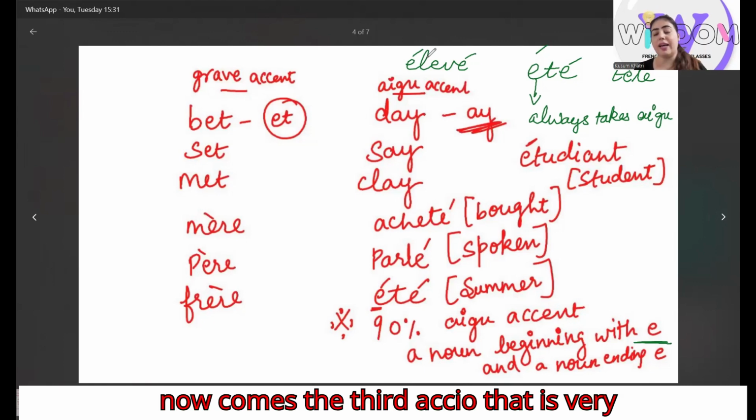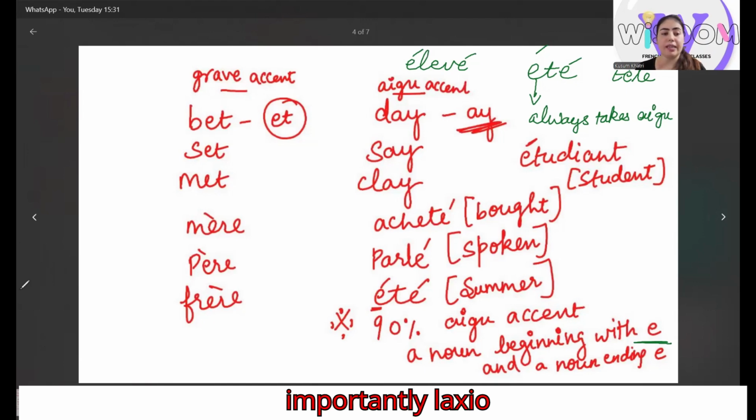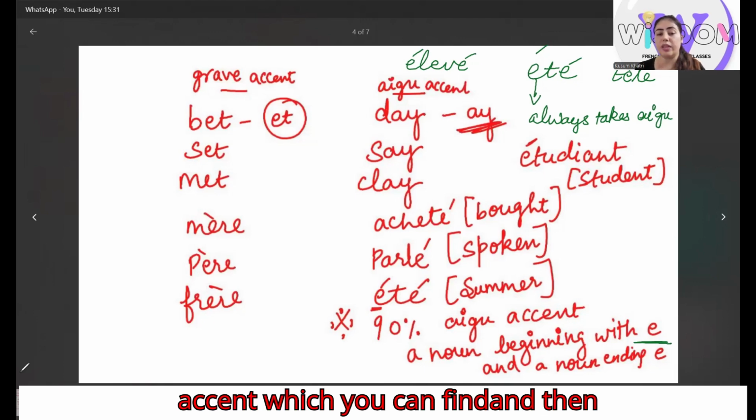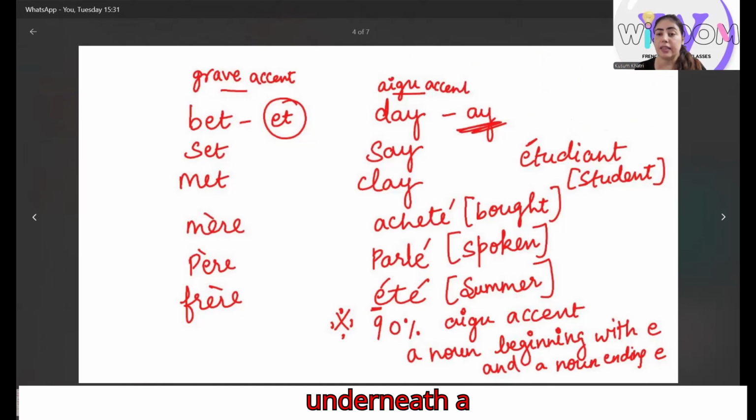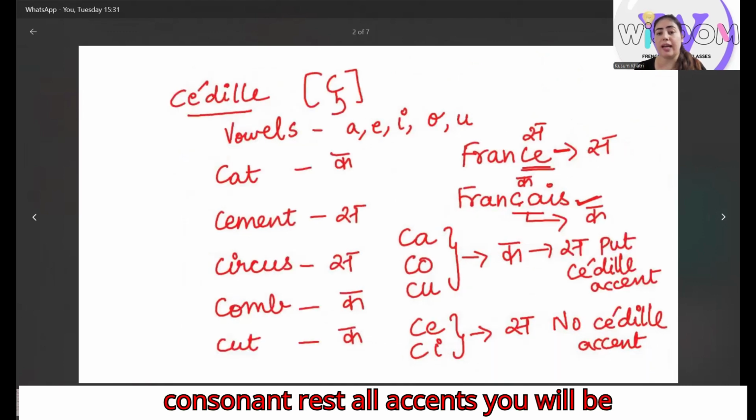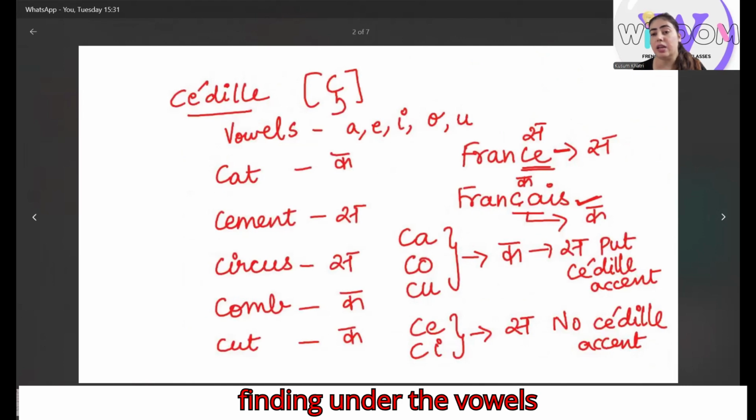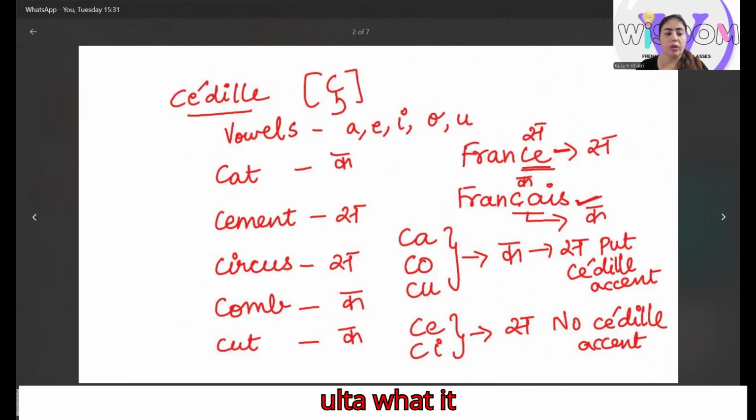Now comes the third accent, the cédille. The cédille accent is the only accent which you can find underneath a consonant. Rest all accents you will be finding on vowels. Cédille is a small upside-down 3. What is it? An upside-down 3 underneath C.